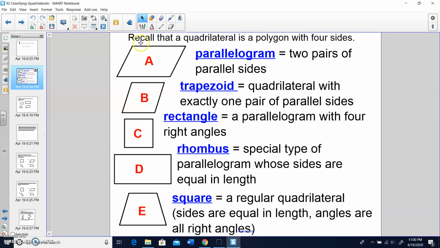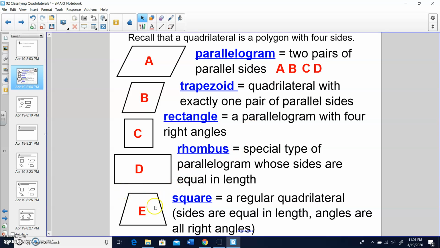So looking at figure A, we have a parallel line here, the top and the bottom. And we have a set of parallel lines here with the right and the left. So A is a parallelogram with two sets of parallel sides. B, same thing, the top and the bottom are parallel lines. The right and the left are also parallel lines. So B is a parallelogram. C, top and bottom are parallel, right and left are parallel. So C is also considered a parallelogram. D, top and bottom are parallel, right and left are parallel. So that is also a parallelogram.